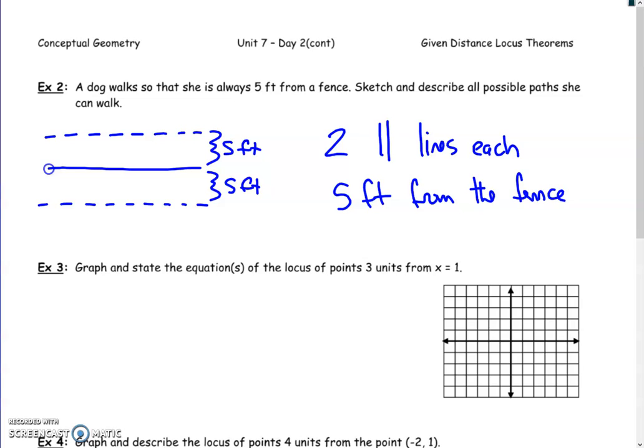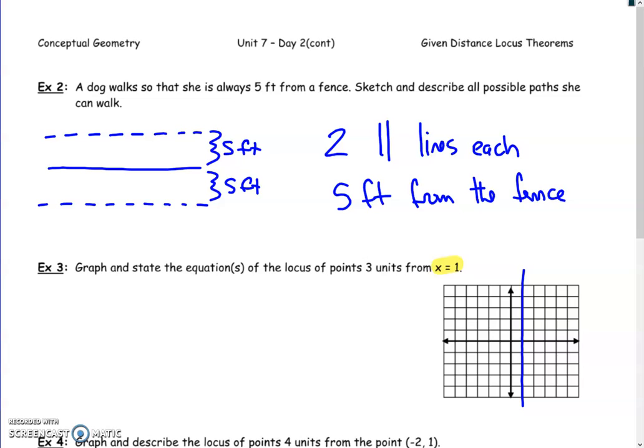In the next example, we are going to incorporate our coordinate geometry, talking about equations of lines, points. Example 3 says, graph and state the equation or equations of the locus of points 3 units from x equals 1. So the first thing I want to do is sketch that line x equals 1. It's going to cross the x-axis at 1. Draw it in as a solid line. There you go.